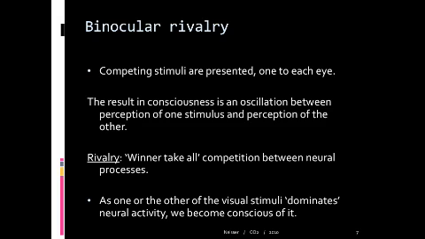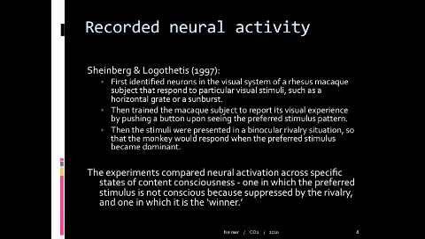The subject does not perceive a hybrid composed of both stimuli, but instead experiences a flipping back and forth between the two. As the name rivalry suggests, there is a sort of competition between neural processes in which the winner takes all. Thus, as one or the other of the visual stimuli dominates neural activity, we become conscious of it. With the use of electrophysiological recordings, Sheinberg and Logothetis first identified neurons in the visual system of a rhesus macaque subject that respond to particular visual stimuli such as horizontal orientation of a grate or a sunburst.